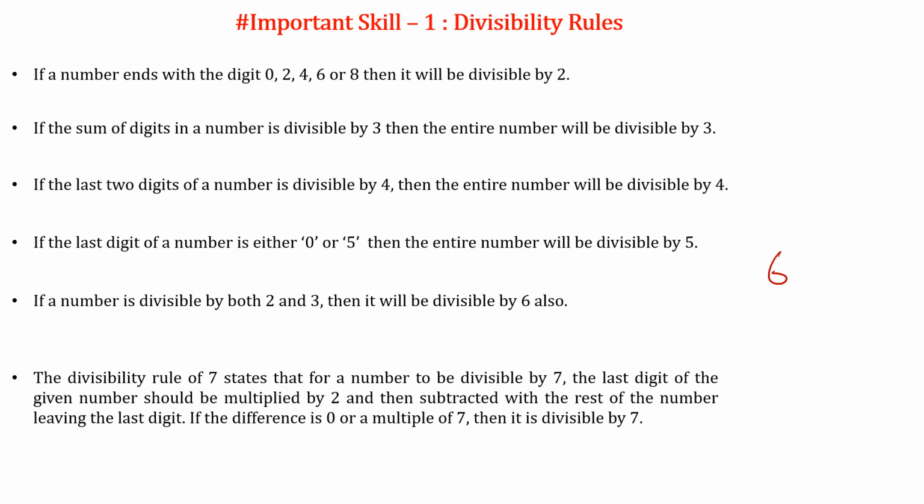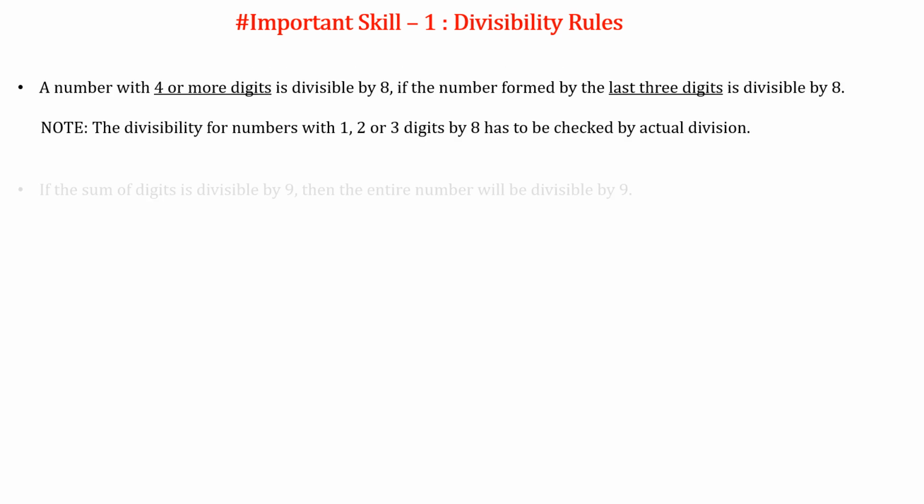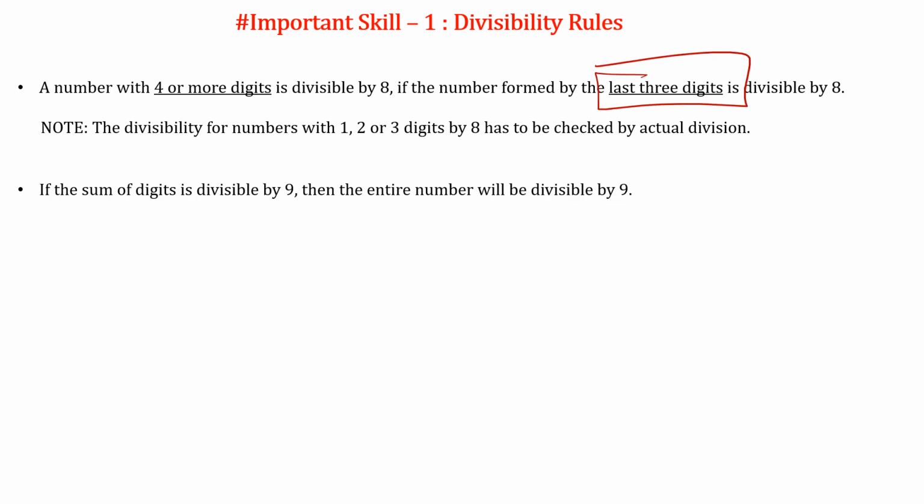What about the divisibility rule for 8? If a number with 4 or more digits is divisible by 8, that is, if the number formed by the last 3 digits is divisible by 8, then the number is divisible by 8. For example, let me try to think of a good example. 54,490. Okay, not this. Let me look for another one.